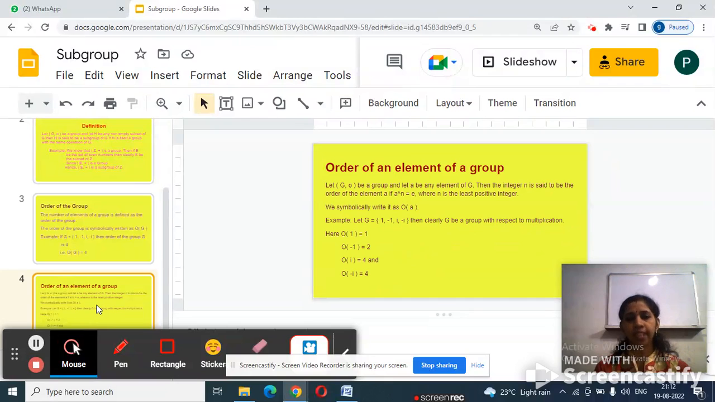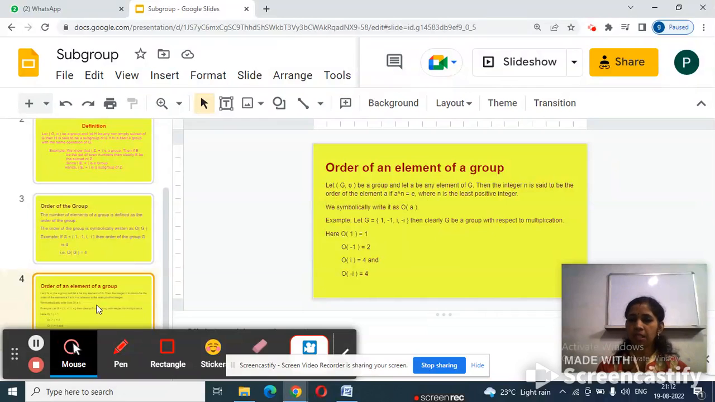Now order of an element of a group. Let (G, ∘) be a group and let a be any element of G. Then the integer n is said to be the order of an element a if a to the power n is equal to e, where e is the identity element and n should be the least positive integer. We symbolically write it as O(a), order of the element a.